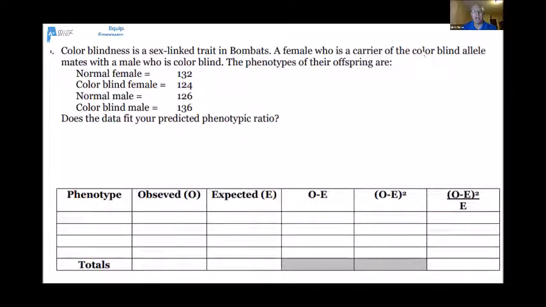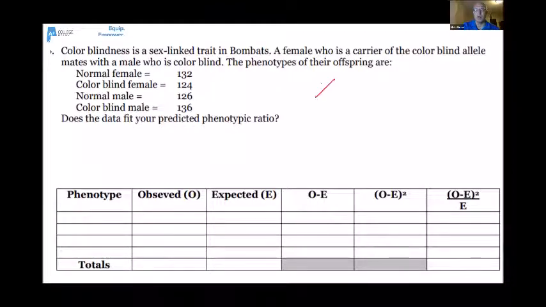The female is a carrier of the colorblind allele. So if the female is a carrier, what does that tell you about color blindness? Is it dominant or is it recessive? Somebody unmute and tell me. If there can be carriers for the trait, is it dominant or recessive? Recessive. It's recessive. So I'm going to write out some symbols here.